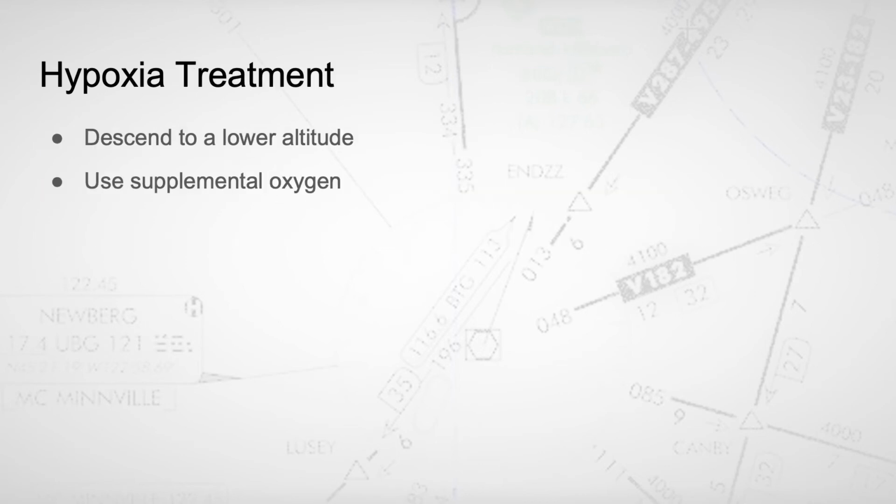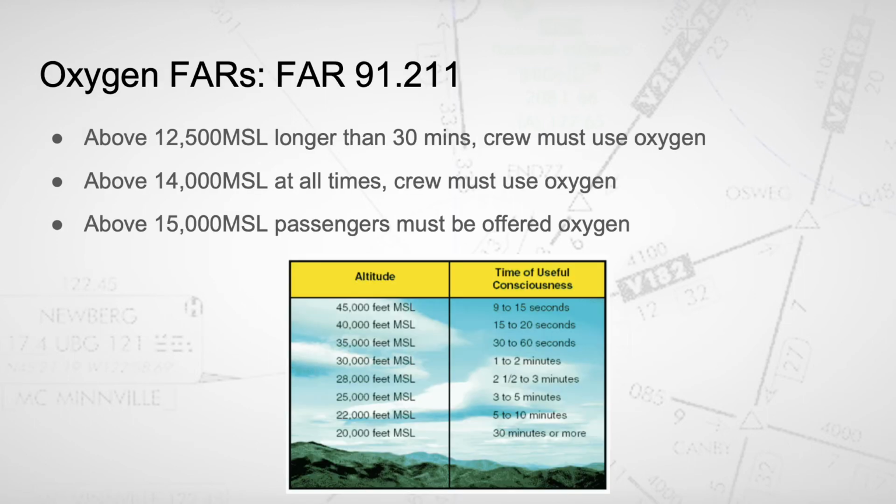Getting to a lower altitude is the best way to address hypoxia, but it's not always possible under IFR. If you think you might be at altitudes where hypoxia could be a factor, an oxygen system is a great way to mitigate that risk. They make portable systems that are affordable now.